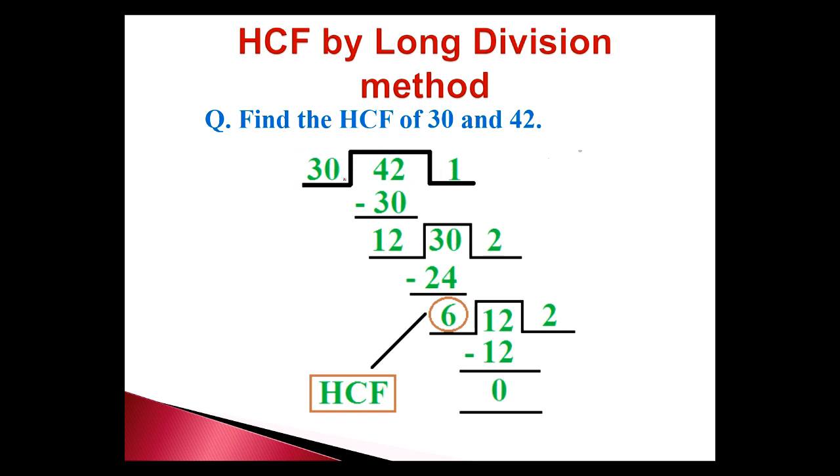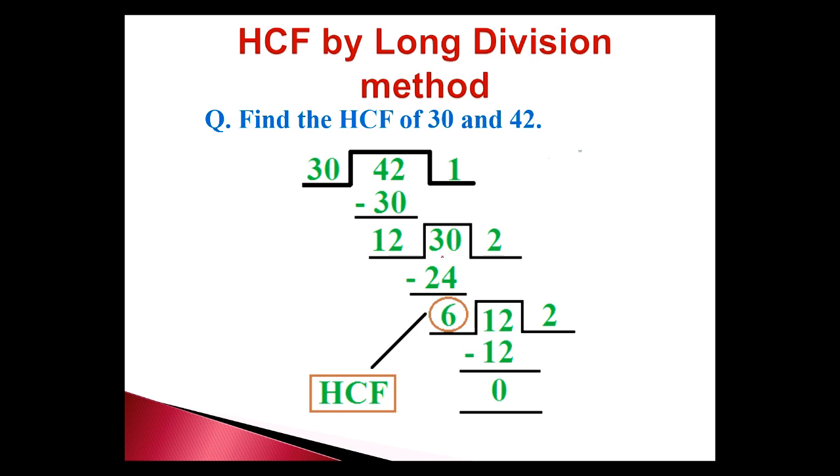So divide 42 by 30. 1 three is 30. We will subtract them. 2 minus 0, 2. 4 minus 3 equals 1. Now the remainder is 12. The remainder will become our new divisor and the previous divisor will become our dividend. This is the method of finding the HCF by using long division method, that the remainder in the next step will become the new divisor and the previous divisor will become the new dividend. So we'll divide 30 by 12.